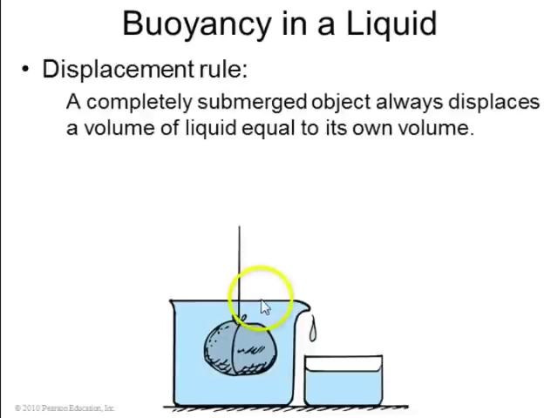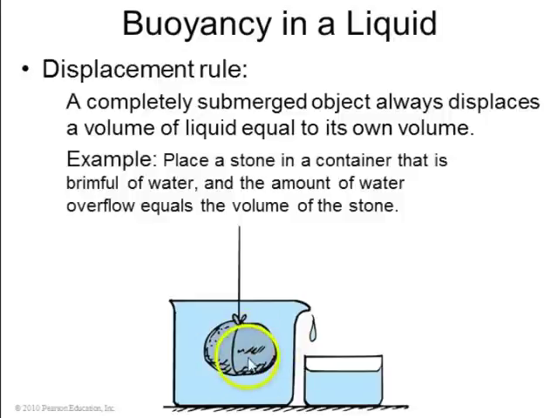So the displacement rule is that when you have a completely submerged object, it displaces a volume of the liquid equal to its own volume. For example, this stone hanging in the container that was originally filled to the brim will displace some volume of water, which will pour out when you dip it in there, and the volume of this water equals the volume of the stone.